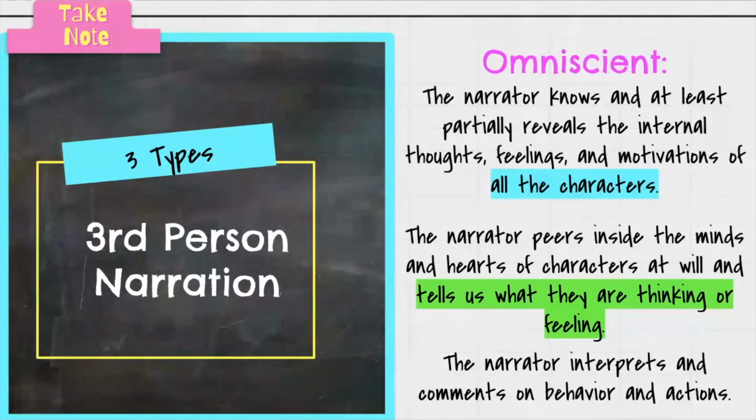And the third type is omniscient. This is when the narrator knows and at least partially reveals the internal thoughts, feelings, and motivations of all the characters. The narrator peers inside the minds and hearts of characters at will and tells us what they are thinking or feeling. So we kind of brain hop between the different characters so you can see what's inside their head, their motivations, what they're thinking and feeling. And the narrator interprets and comments on the behavior and actions.